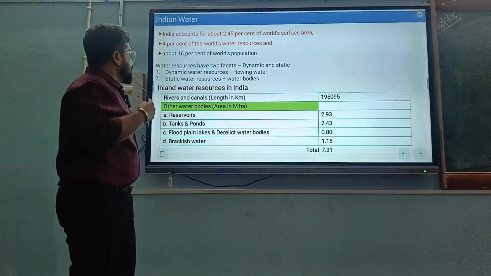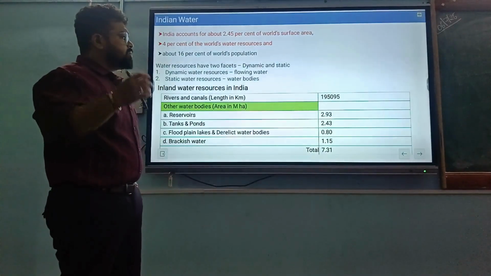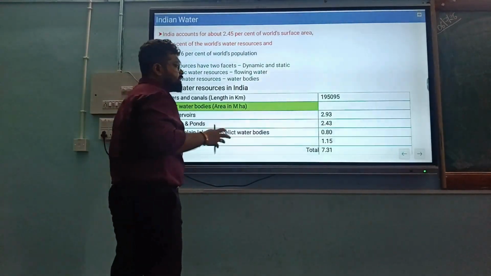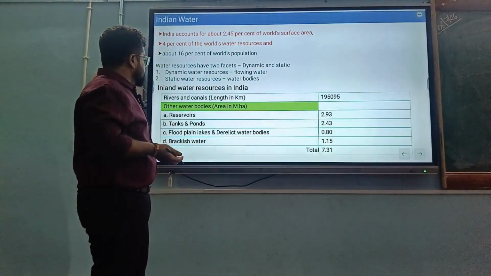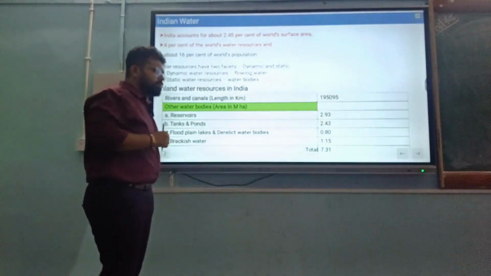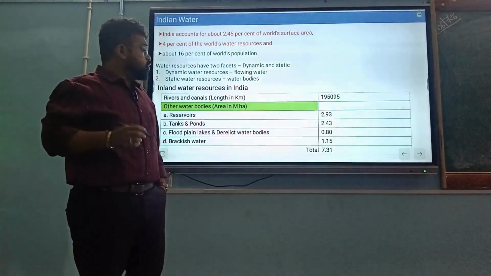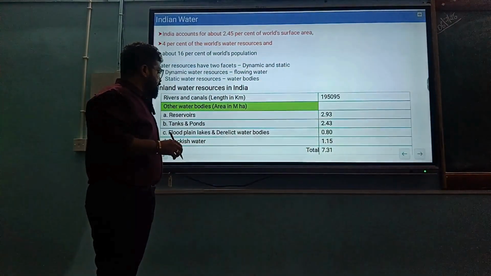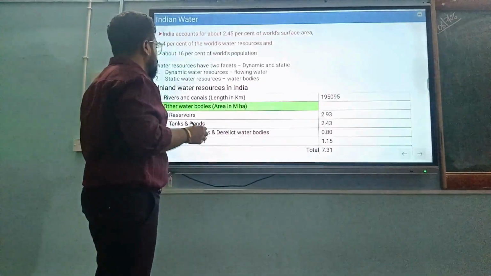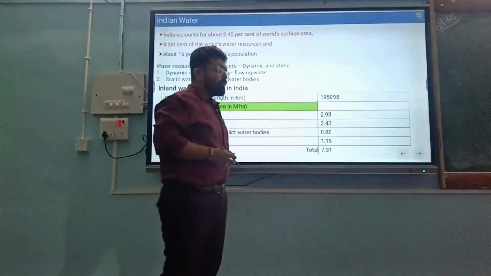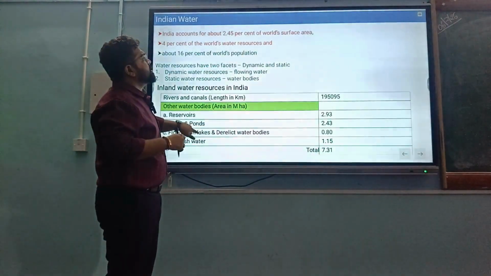If you see here the inland water resources in India, the rivers and canals have a length of around 19,50,905 kilometers. With respect to the water bodies in reservoirs, it is around 2.93 million hectares, and the water present in tanks and ponds is 2.43 million hectares. The floodplain lakes and derelict water bodies are around 0.8 million hectares. The total is 7.31 million hectares of dynamic and static water present in India.